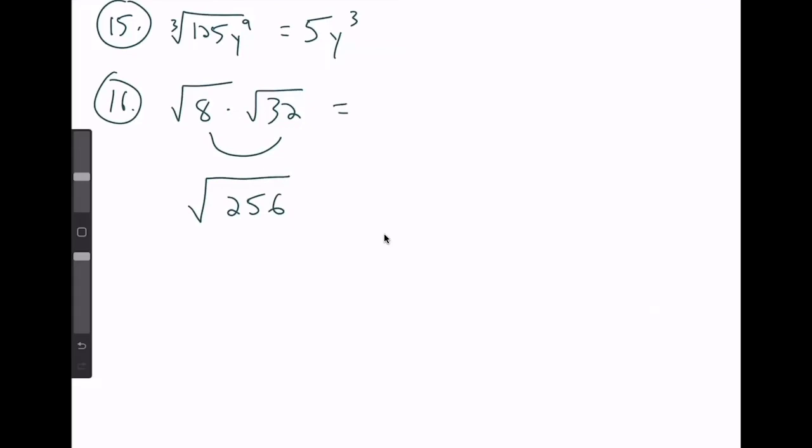Now that we're here, we find the square root of 256, and that equals 16. Okay, so when you're multiplying two square roots together, you can just combine them and multiply whatever's in the radicand, 8 times 32, and then you get whatever that number is. 8 times 32 is 256.